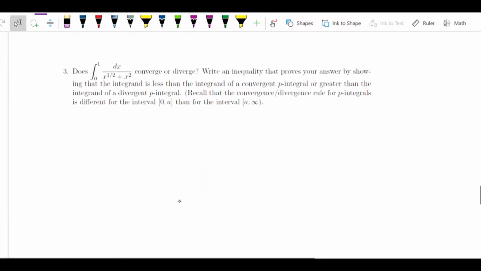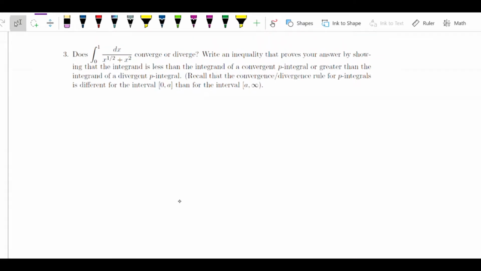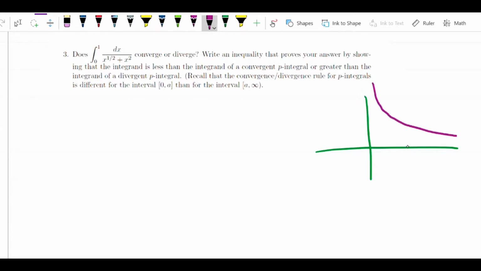We're finally there. Does the integral from 0 to 1 of 1 over x to the 1/2 plus x squared converge or diverge? Recall that this is in fact an improper integral because its integrand is unbounded on the interval of integration. If you were to graph it, it looks sort of like this. So we do in fact have an unbounded integrand, even though the interval of integration is not.